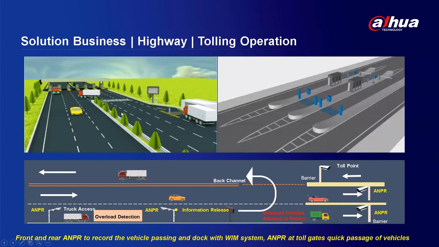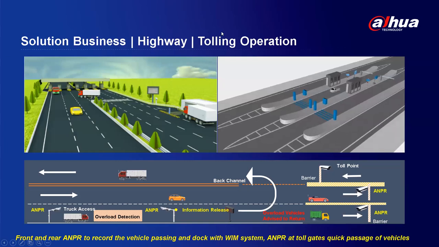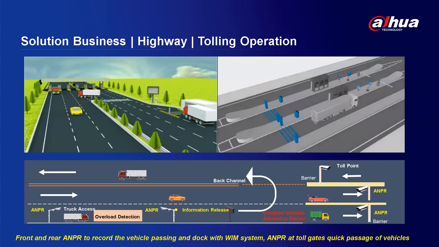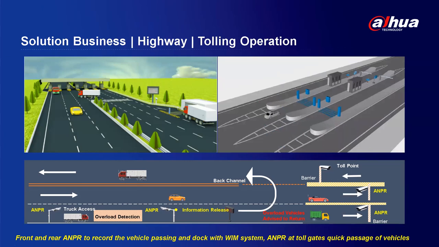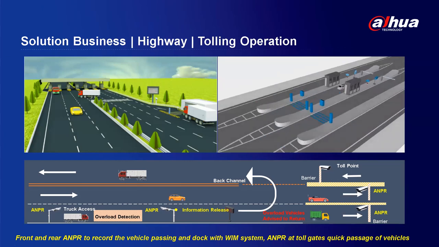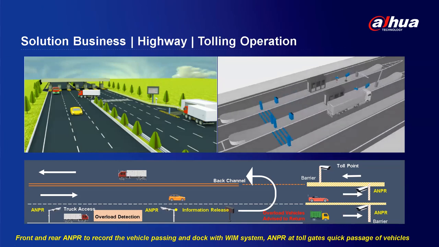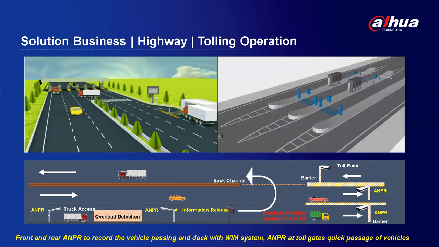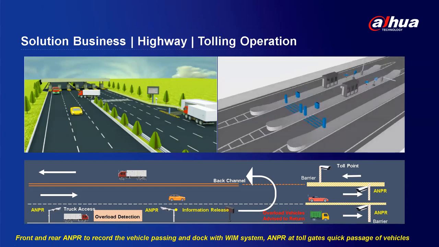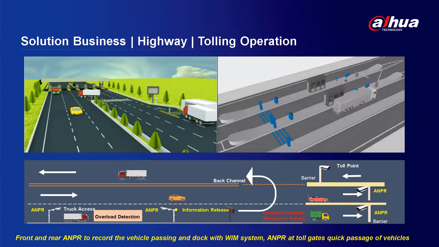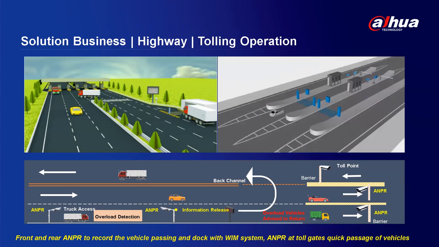Then of course we have business highway tolling operation. So here we check as vehicles are coming in, the operations we are carrying out. We detect a vehicle, you pay, then the barriers open and all that. So vehicles must stop. So if we have that, then we do information release, of course, with the use of Dahua barriers to control. We can also apply bollard so that if a vehicle is coming to hit the barrier, there's a bollard to stop it and all that.